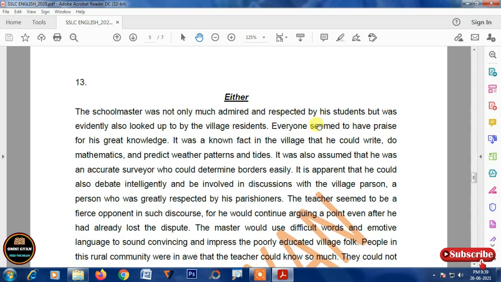This is from The Village Schoolmaster. Since this is a direct question, you need not write that these lines are an extract or anything like that. No need to write. However, if you want to write the name of the poem, you are very free to do that, but do that very judiciously, very wisely.